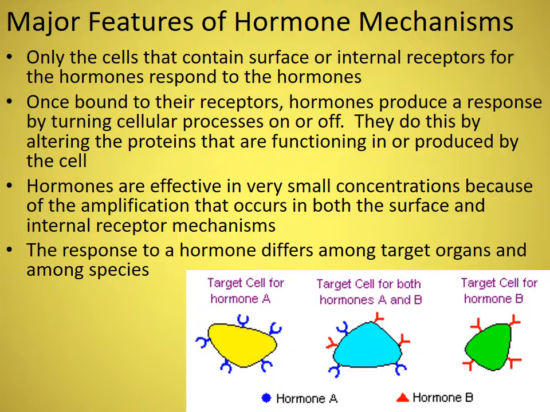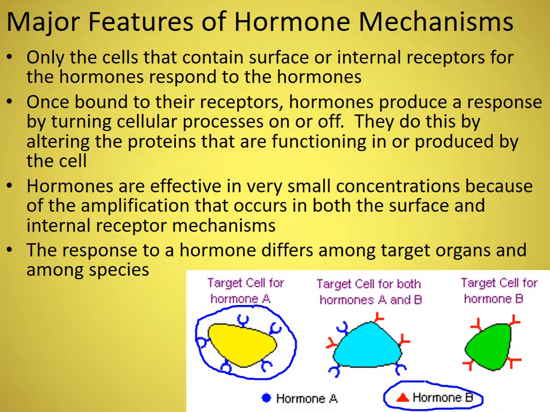Some major features of hormone mechanisms. Again, I would like you to know all 4 of these, but only cells that contain the surface receptors will bind to specific hormones. Again, that being said, here we see this cell for target A. It will not bind with hormone B because it does not have surface receptors. Okay, but once these hormones are bound to their receptors, a response will be made. So cellular processes will be turned on or off.